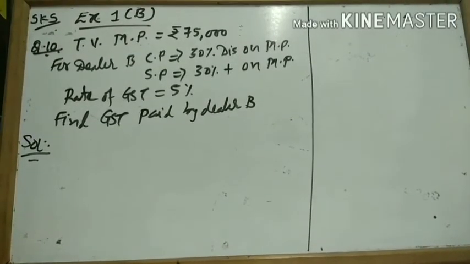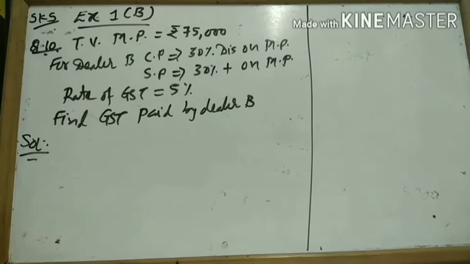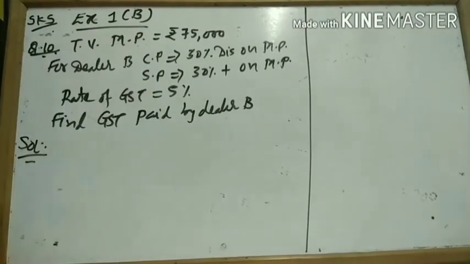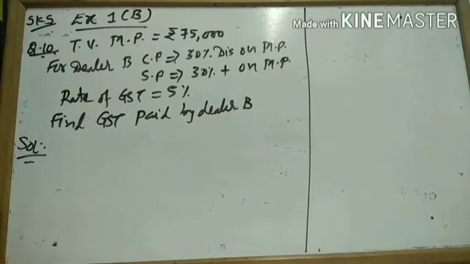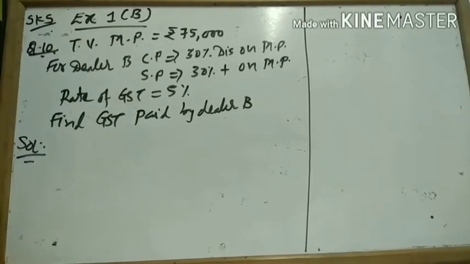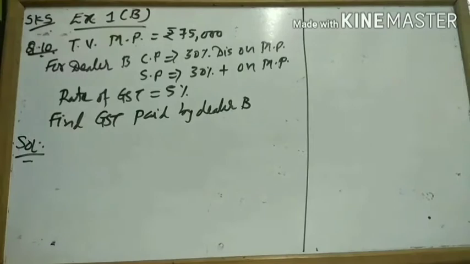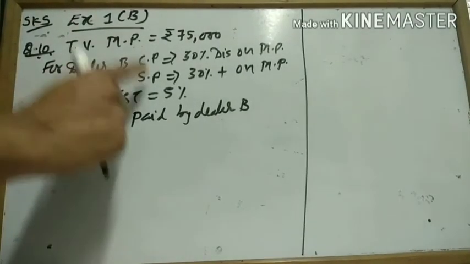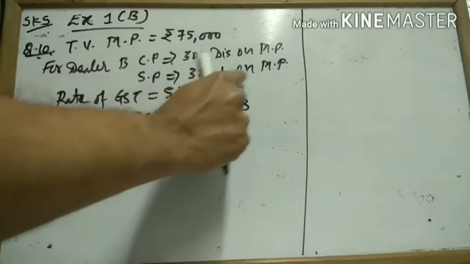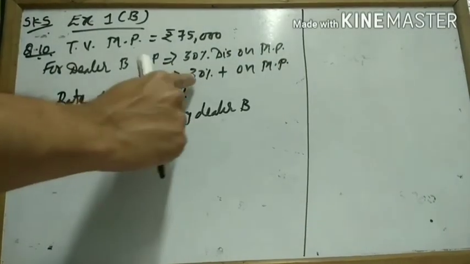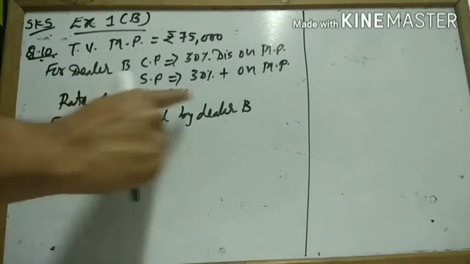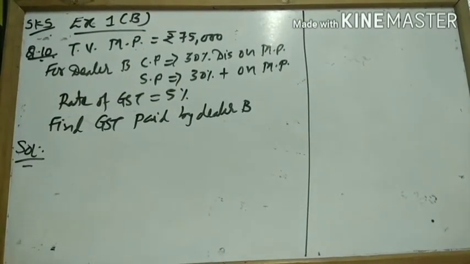We shall see one more question. Question number 10 from exercise 1B. There is a television whose mark price is rupees 75,000. Dealer B buys that particular television at 30% discounted rate on mark price, and he sells the same television at a price such that he gets a profit of 30% on the mark price. We have been given the rate of GST as 5%, and we are supposed to find GST paid by dealer B.